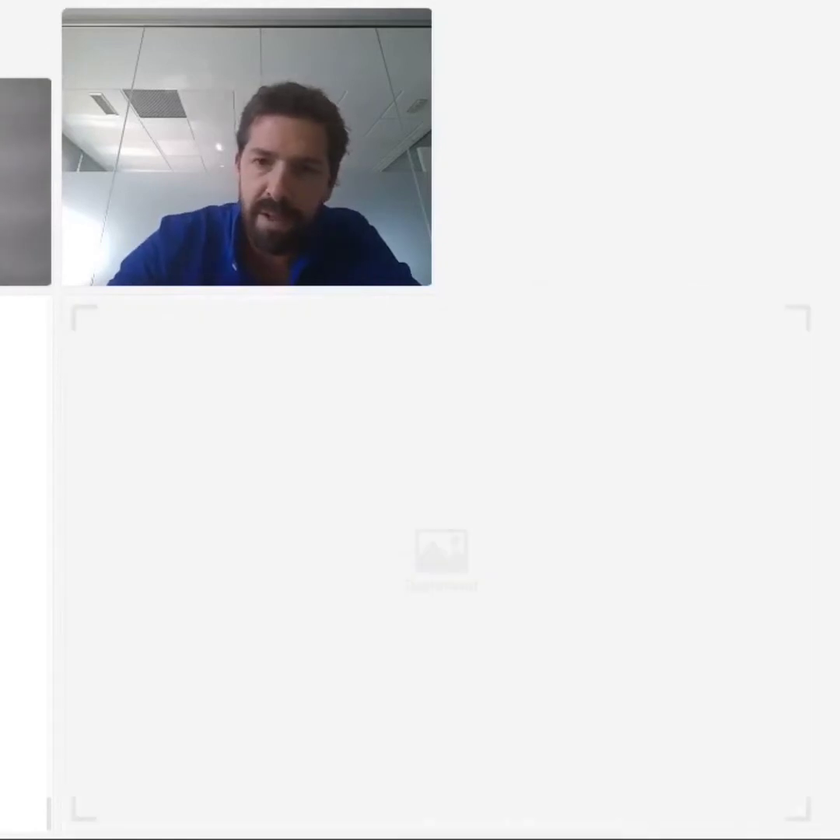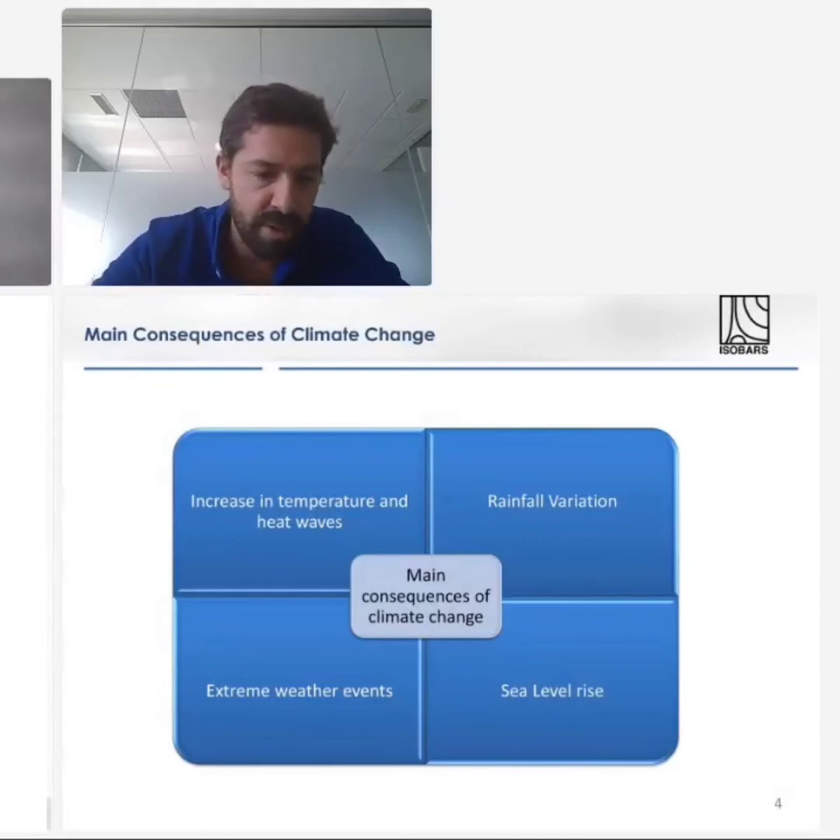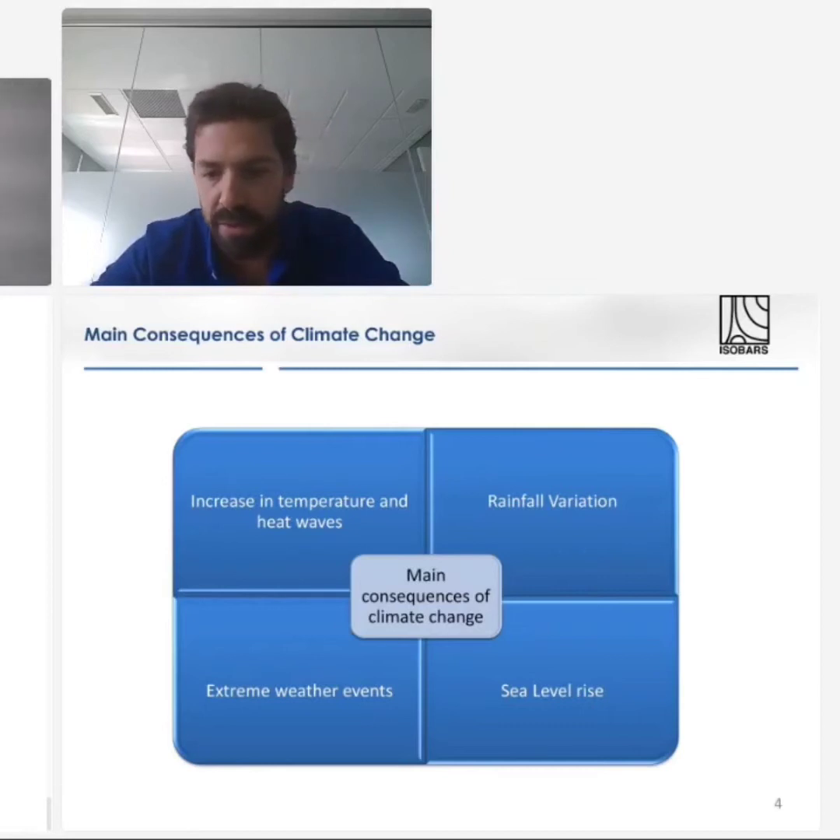Okay. So in that phase, the first thing that we have to do, especially here in Europe and LATAM, is, the main consequences of climate change are four: increasing temperature, rainfall variation, extreme weather events, and sea level rise. So the first thing that you have to do is try to analyze what happens if one of those events can affect your asset.